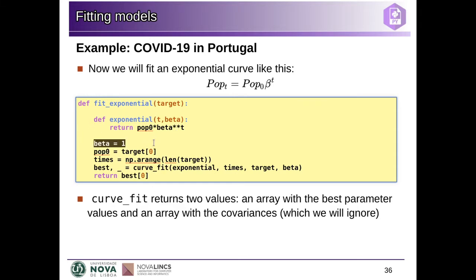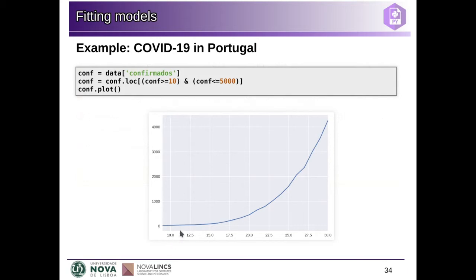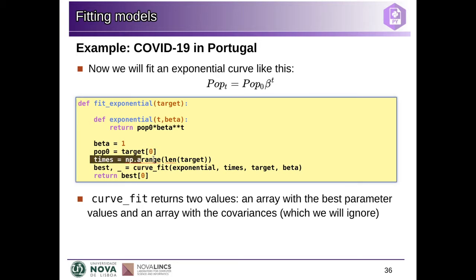Okay, so we start with an initial guess of our beta as 1 here. We start with the initial population being the first value of our target values, so basically this set of values that we selected. And we create a set of times that is just from the first moment to the end. So we just use a range. The first day is day 0, the second day is day 1, and so on, all of these days.